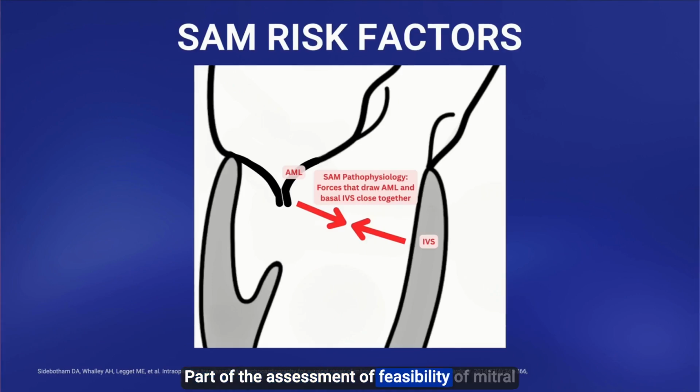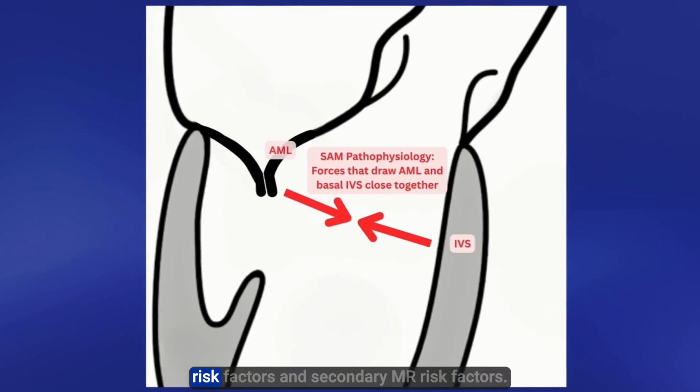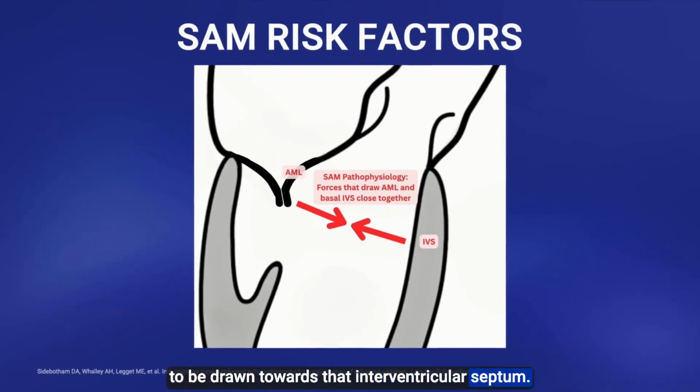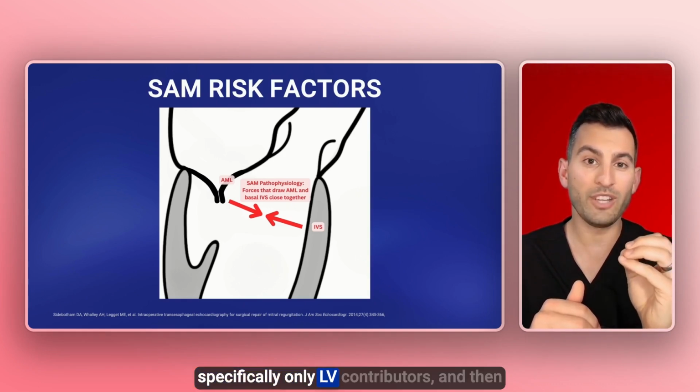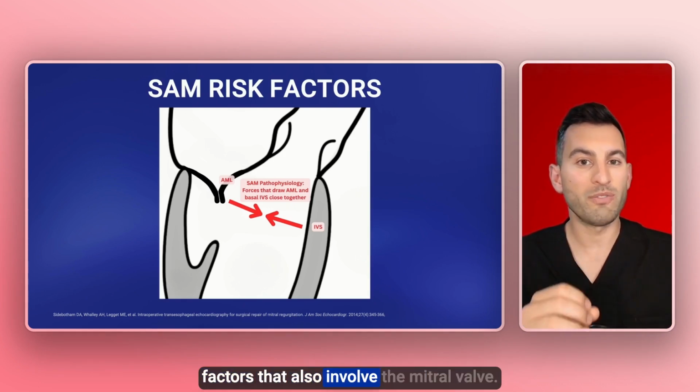Part of the assessment of feasibility of mitral valve repair is seeing if the lesion is amenable to repair, but then also trying to rule out risk factors for repair failure. And these would include SAM risk factors and secondary MR risk factors. I tried to simplify this as much as possible, but you can think about the pathophysiology of SAM as any force or factor that predisposes that anterior mitral leaflet to be drawn towards that interventricular septum. So I divide these into LV factors, specifically only LV contributors, and then factors that also involve the mitral valve.